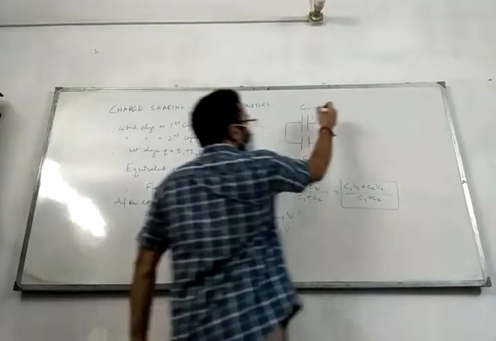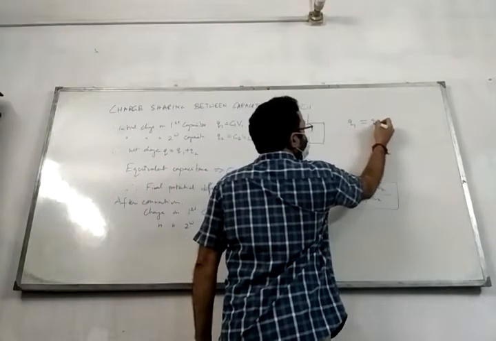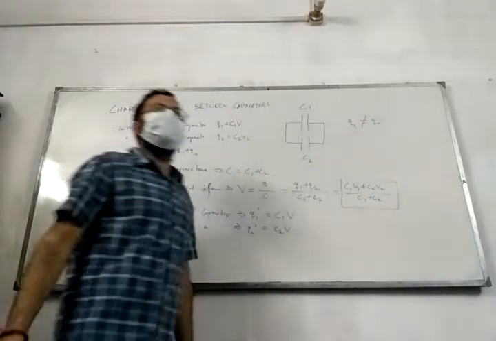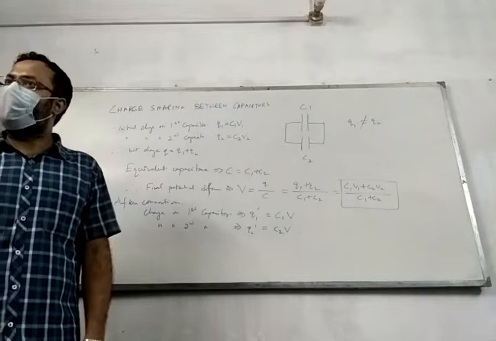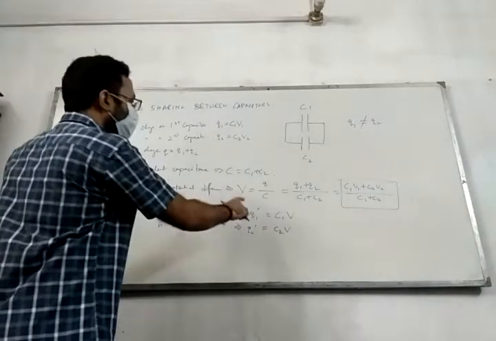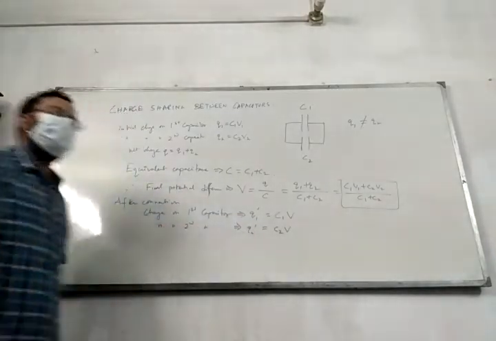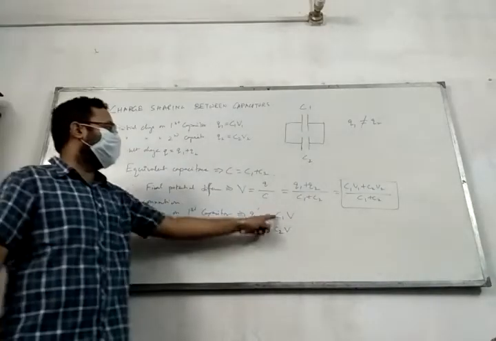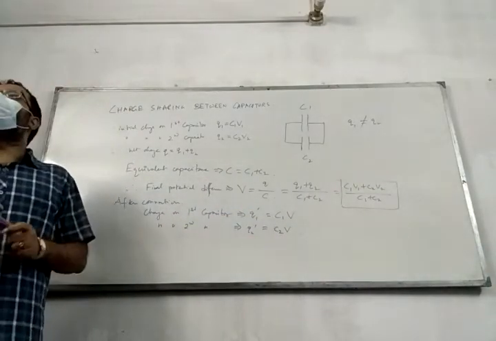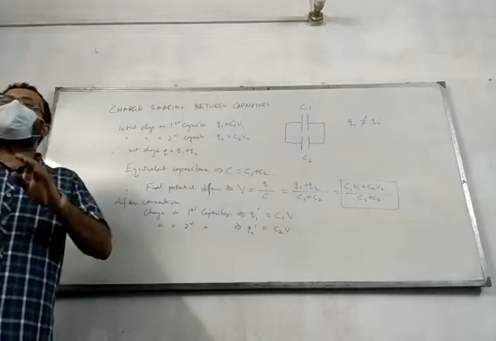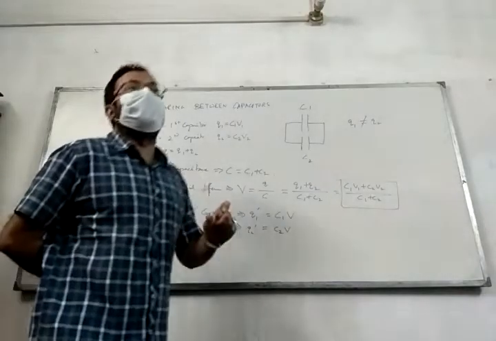Okay, so how do you find it out? It is a very simple thing. Obviously Q1 and Q2 are not the same, there is a certain amount of difference, and here Q1 dash and Q2 dash are also not the same. They will be the same only if C1 and C2 are the same, otherwise not. So what you need to find out is the difference.